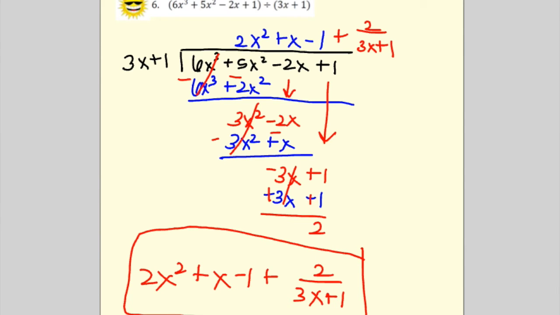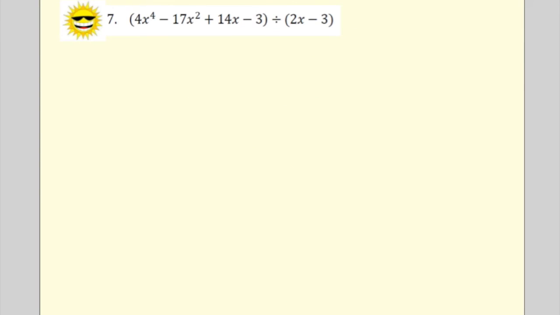Okay, example 7. This one's a little bit longer. Look, we got an x to the 4th. There is no x to the third, so we have to make sure we add a 0x to the third. x squared, x, okay, then everything else is good, so let's set it up. And start dividing.